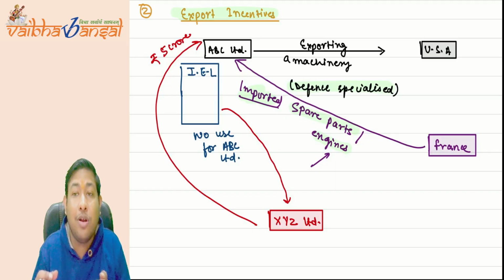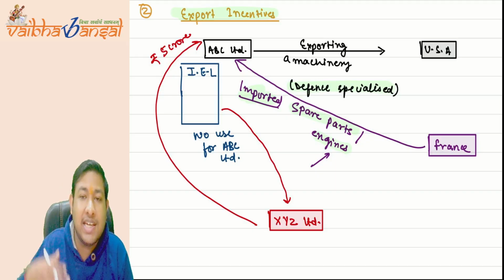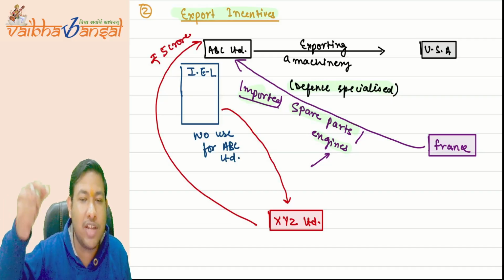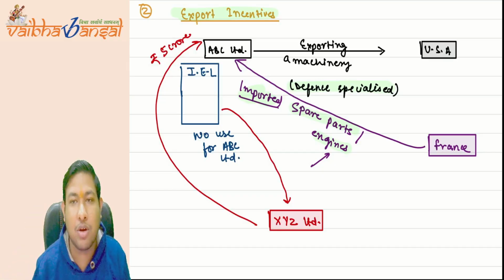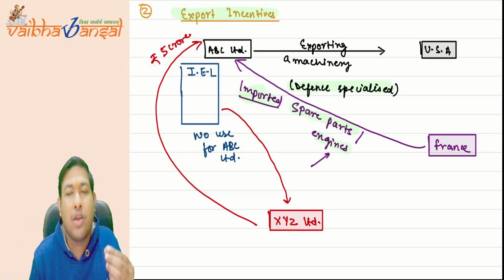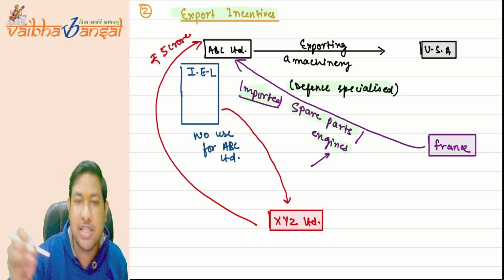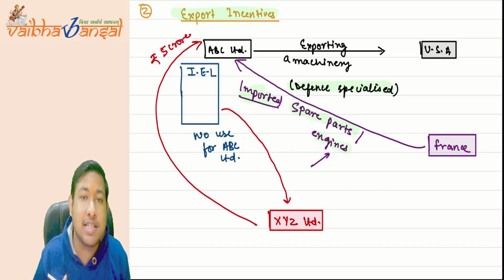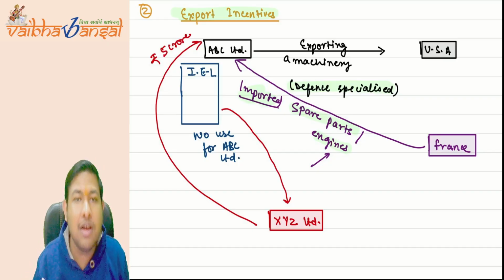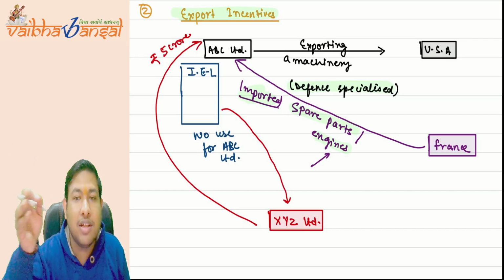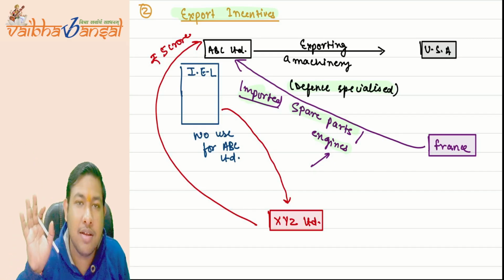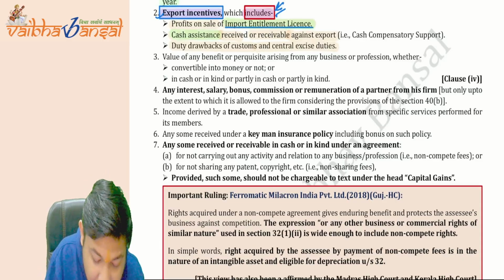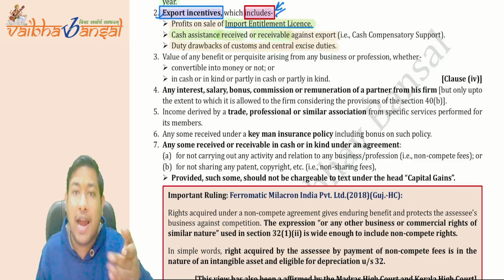Because India wants to increase the export of that particular good across the world, we are giving you some cash assistance. Our ministry will give you some cash assistance. If any such cash assistance is received from the government of India for making the export, that is also taxable in the head PGBP. This is what is said: cash assistance received or receivable.